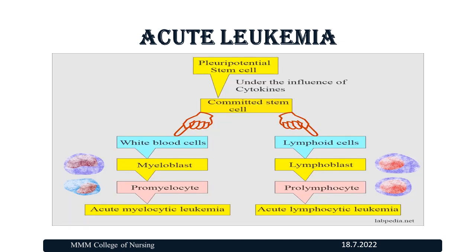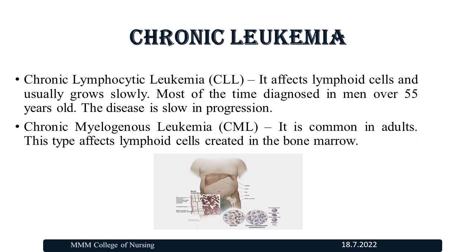This is the division as we explained in the previous slide. The pluripotential stem cells undergo the influence of cytokines due to the etiological process. The committed lymphoid cells become lymphoblast and prolymphocyte and become acute lymphocytic leukemia. Then on this side, the white blood cell becomes a myeloblast, promyelocyte, which leads to acute myelocytic leukemia.